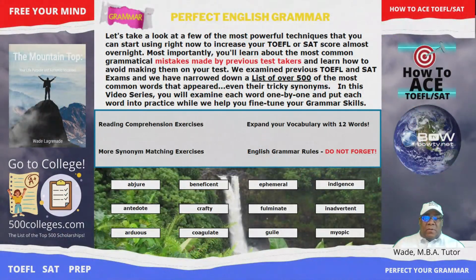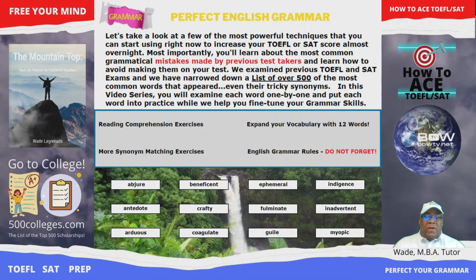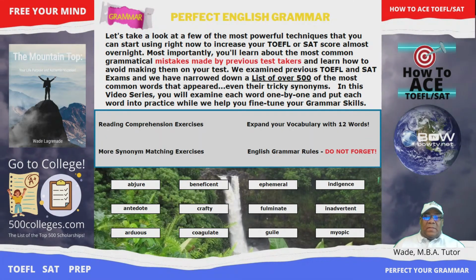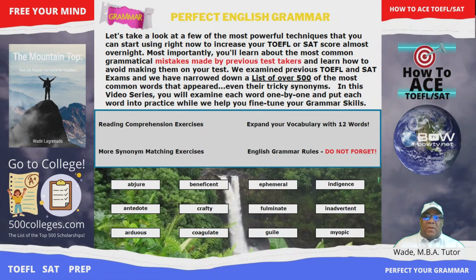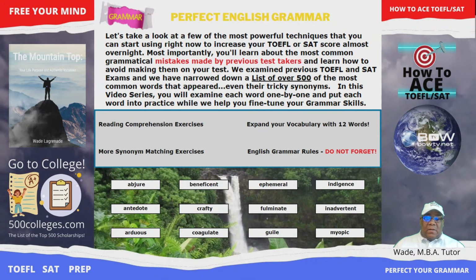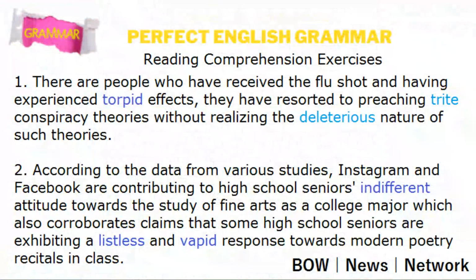With respect to going forward, we have some new vocabulary words that we want to cover in Volume 2, Chapter 1, and they start with abjure. We also have arduous, and we have crafty, coagulate, ephemeral, guile, and indigence. So let's take a closer look at some of the definitions here.